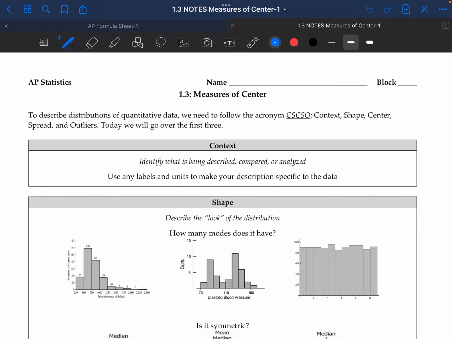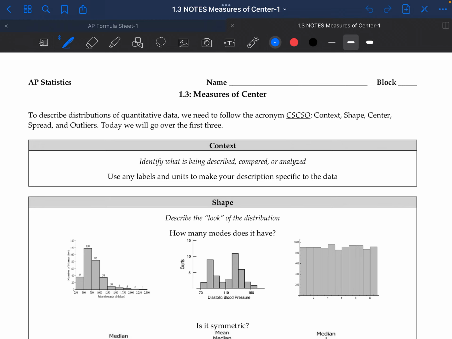Hello and welcome to our next video here, 1.3, where we're going to talk about how to measure the center of a distribution, among some other stuff. Really, this video and the next video, we're going to go over the ideas of how to describe the distribution you're looking at. When you do that, you're supposed to describe 5 different things: context, shape, center, spread, and outliers. So today we're just going to go over the first 3: context, shape, and center. And it has a little acronym with it, as you can see there: CSCSO.